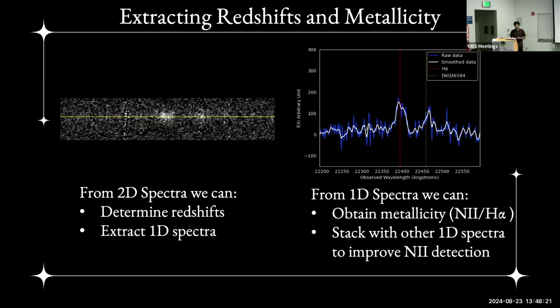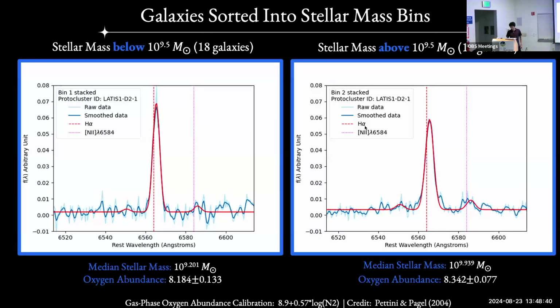However, this is a very nice spectrum that I found. A lot of them didn't have very clear N2 lines. Almost all of them didn't. So in order to get an idea of the holistic metallicity for the entire protocluster, I had to stack a lot of these singular spectra on top of each other to try to bring up that N2 line a bit so we could measure it and detect it. Now, these are the two composites I was able to make using this process.